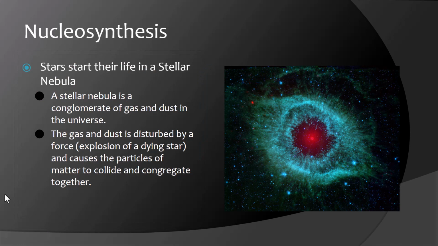And so here I want to kind of give you the life cycle of a star. How does it all begin? So stars start their lives in what is called a stellar nebula, what some people would call a stellar nursery, where all the pretty stars are made. So stellar nebulas are nothing more than just a conglomerate of gas and dust in the universe. Now what ends up happening is that there's some kind of force, whether it be an explosion from a dying star or something else, and causes the particle matter to start to collide and congregate.